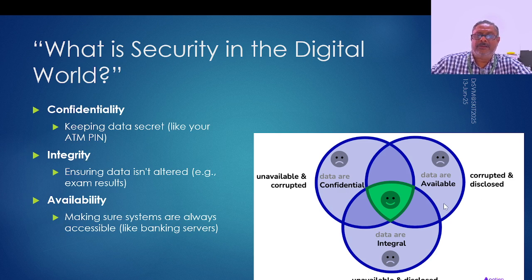So these are various possibilities. If it is just confidential, we can't guarantee the other two. If only integrity of the data is there, we can't guarantee the other two. If only availability is there, we can't guarantee the other two. But what we require is all three to be confirmed simultaneously. So that's the green region we are interested in. If you are talking about anything called security, then we must ensure that it is confidential, it has integrity, and it is always available.